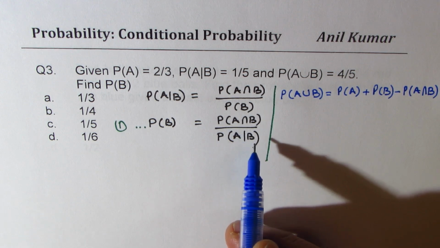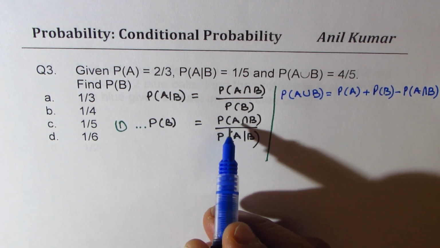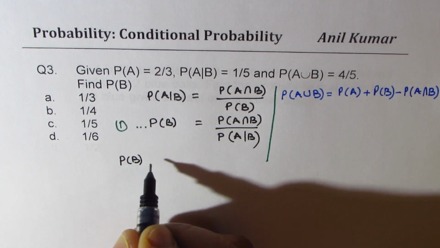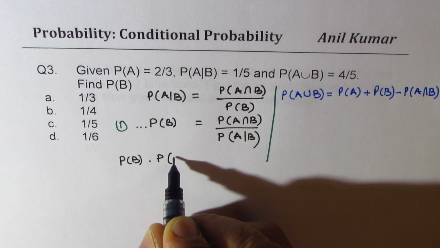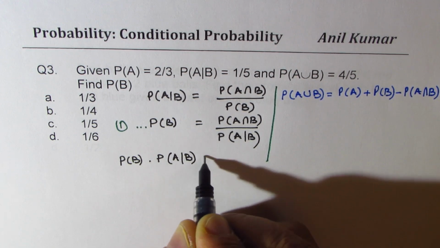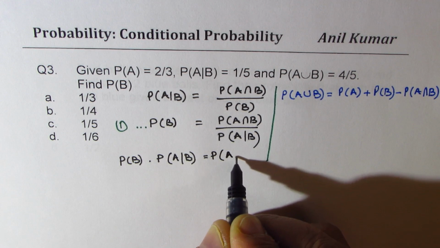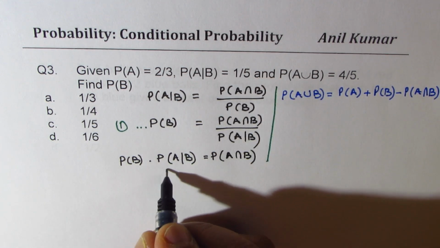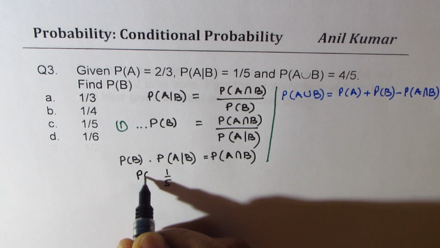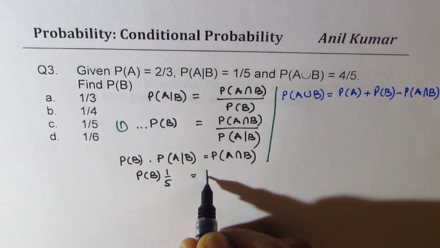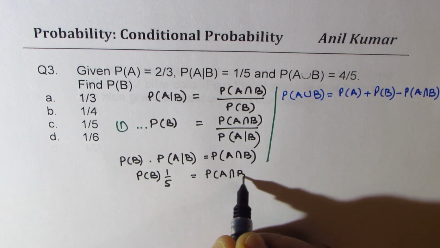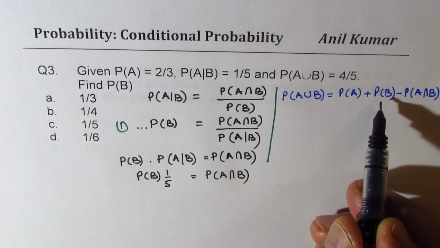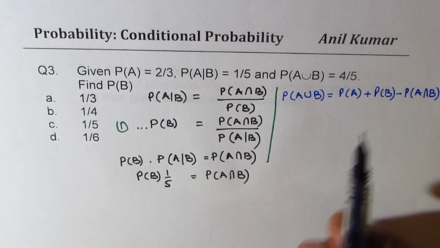Okay, so probability of A intersection B, let me rearrange this formula and say probability of B times probability of A when B has occurred is equal to probability of A intersection B, and this is given to us as 1 over 5. So this is 1/5 of probability of B, which is equal to probability of A intersection B, correct? So I will replace this here. We'll get an equation in terms of probability of B, right?